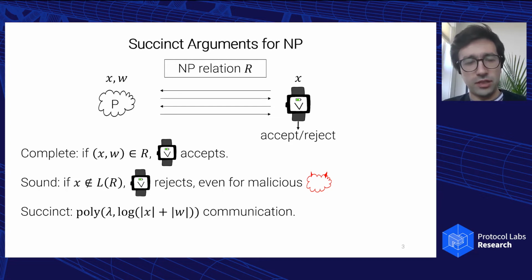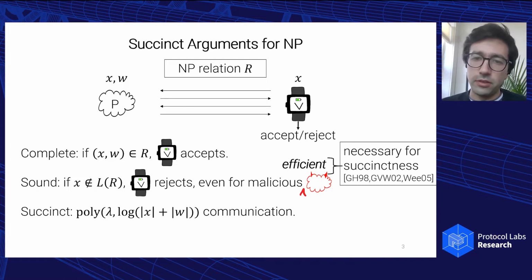So far this is not very interesting, because the prover could just write down the witness. And so we also add a succinctness requirement, which says that the amount of communication between the prover and the verifier should be polylogarithmic in the size of x and w, and potentially polynomial in some security parameter lambda that determines how likely it is the verifier will accept a false statement.